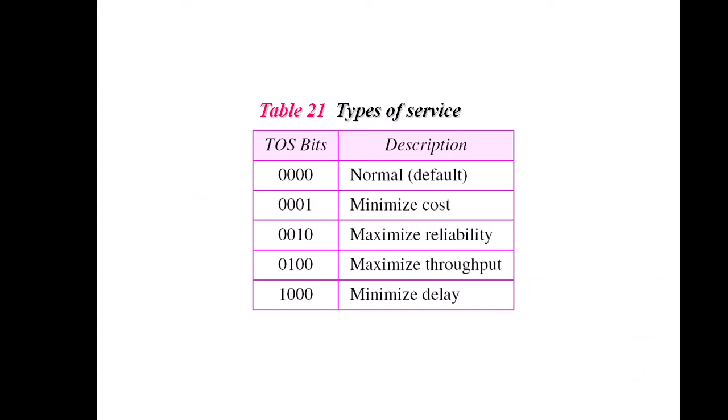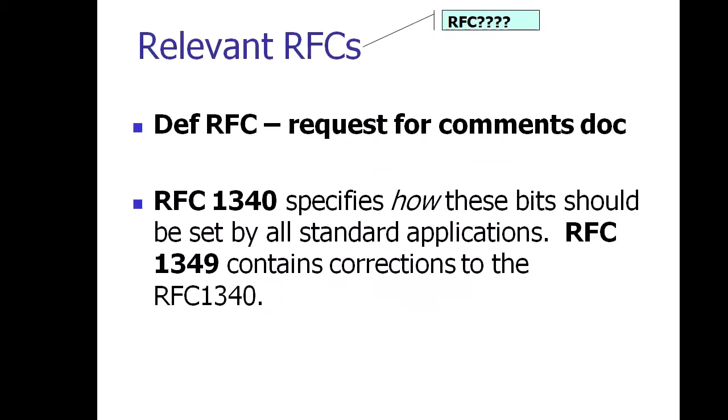Types of service, as I've already told you, are these. If the bits are 0, 0, 0, just accept the default service offered. If you want to look at the RFCs, look at 1340 or 1349, which corrects 1340.